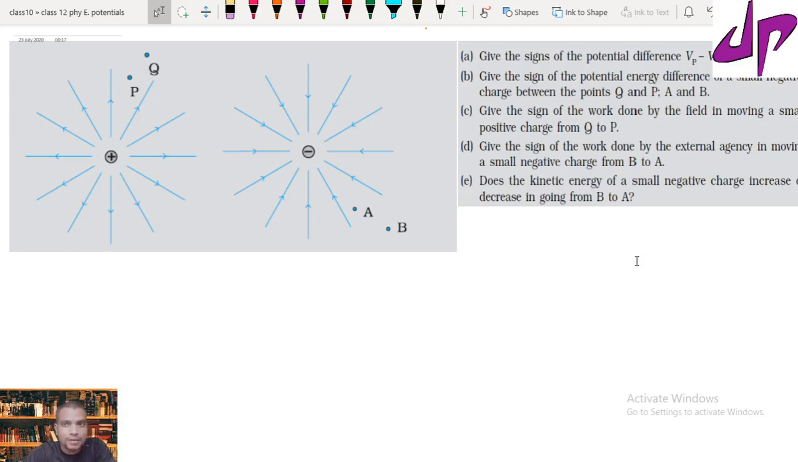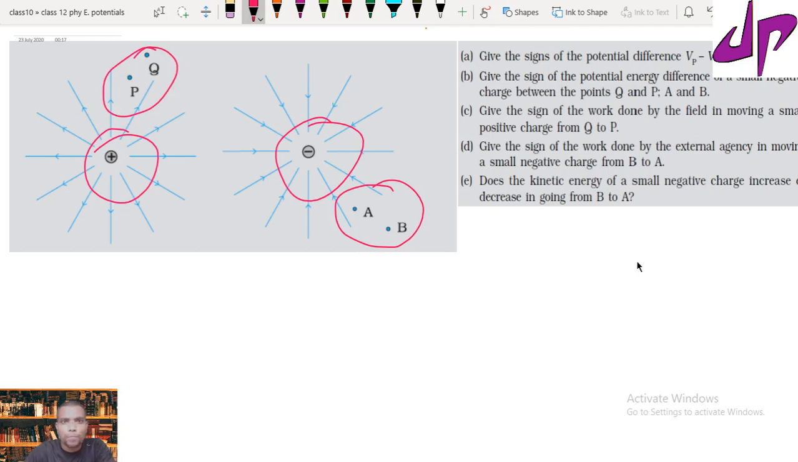Let's understand potential difference, potential energy and work by solving a good example. See from the given figure, two source charges, one positive and one negative. So this is the positive source charge, and this is the negative source charge. They located 2 points in the positive source charge, P and Q, and the negative source charge, A and B. So we have 5 questions. We can solve them one by one.